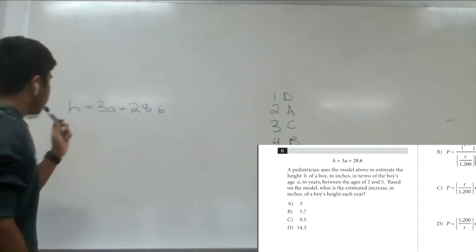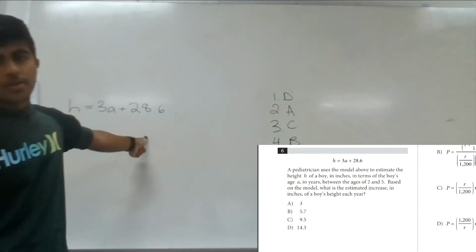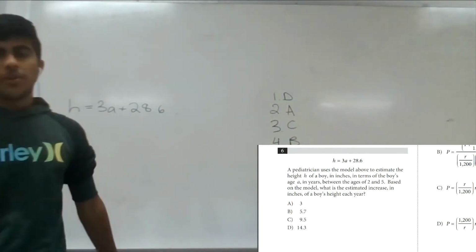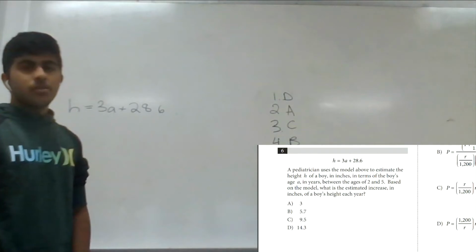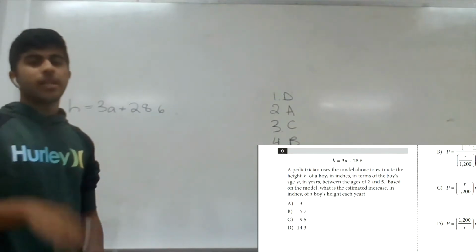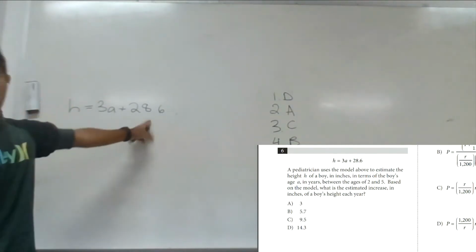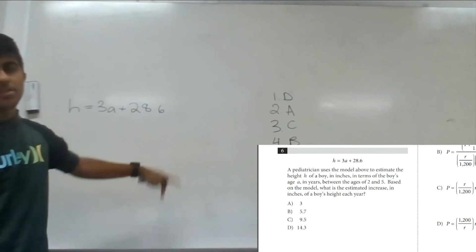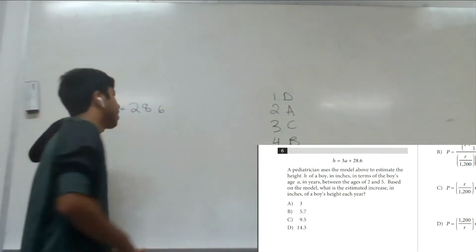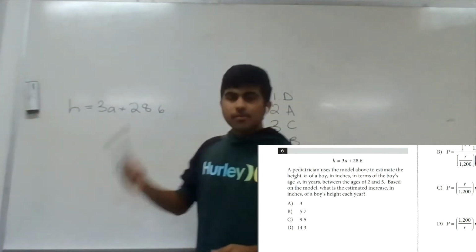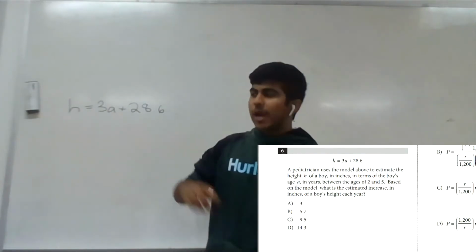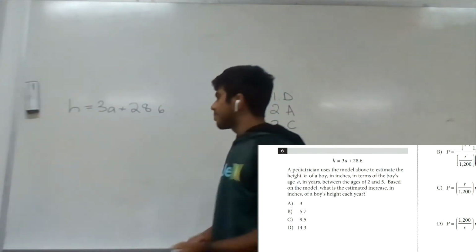So this is just a constant, right? In terms of the boy's age, when he's 0 years old, when this is 0, he just starts at 28.6. So he's 28.6 inches to begin with. That's what he started at. And then every single year, if you add one extra year, what are you going to do?